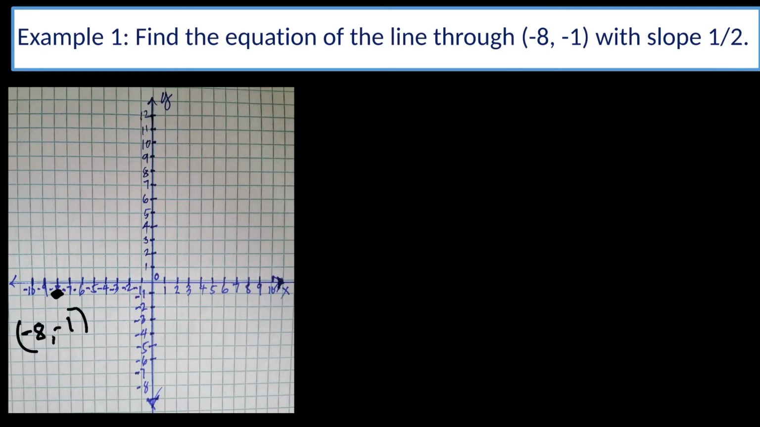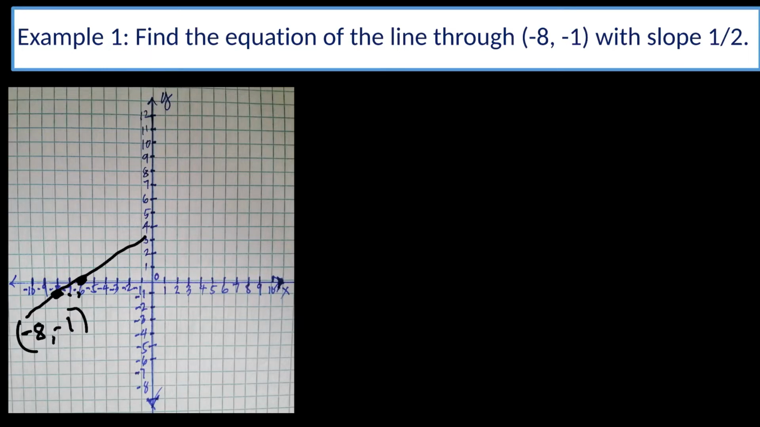We have a slope of 1 over 2. So the run is 2, so we count 1, 2, and the rise is 1. So this is the possible line that we are trying to solve. What do you think is the equation of that line?